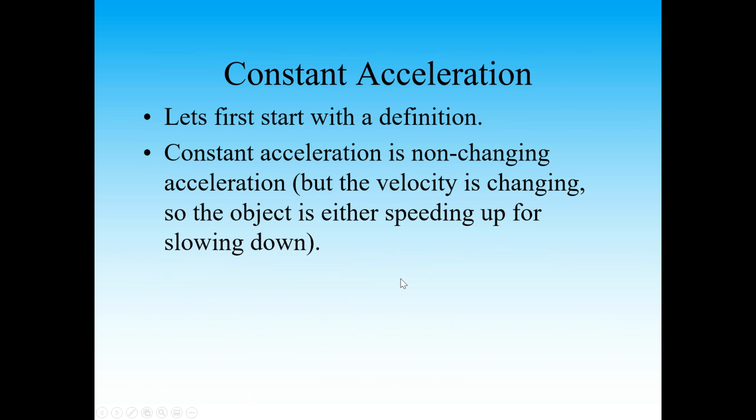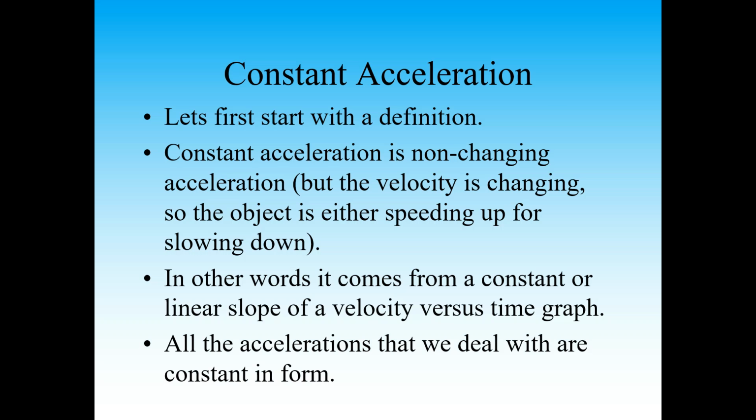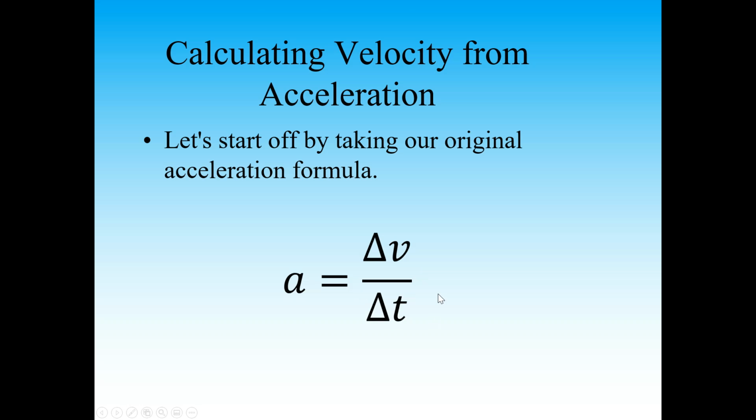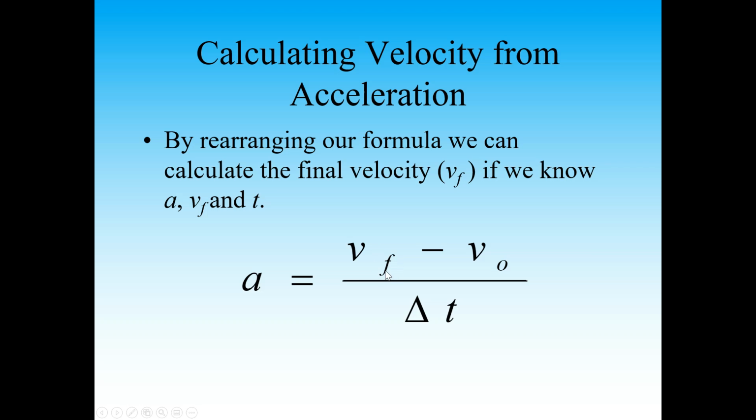So constant acceleration is when it's non-changing acceleration. That's just when you're basically on cruise control. In other words, it's a linear slope on a velocity versus time graph. The accelerations we deal with are all in constant forms. So here's my delta V and my delta T. Let's take our original formula, and now let's change this little delta V here. So now we have the final velocity, that's what VF stands for, and the initial velocity, that's what VO stands for. Delta T is the change in time, and A is the acceleration.